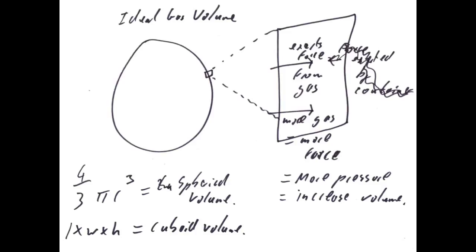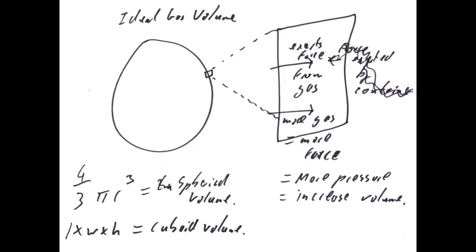The container is there only to define the edge of the gas cloud and what happens to physical properties at this boundary. The volume of an ideal gas, therefore, can be described as the volume of this imaginary container surrounding the gas cloud. As the gas cloud gets bigger, the volume of the container gets bigger. As the gas cloud gets smaller, the volume of the container gets smaller.